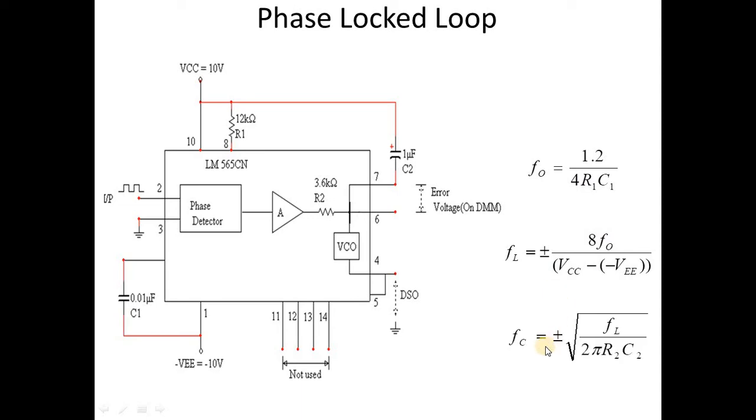Now FC is equal to plus minus under root FL divided by 2 pi R2C2. This R2 is internal component, which is 3.6 kilo ohm, and C2 equal to 1 microfarad, which is external component. And with the help of these values, if you calculate, FC will be equal to plus minus 210 hertz.